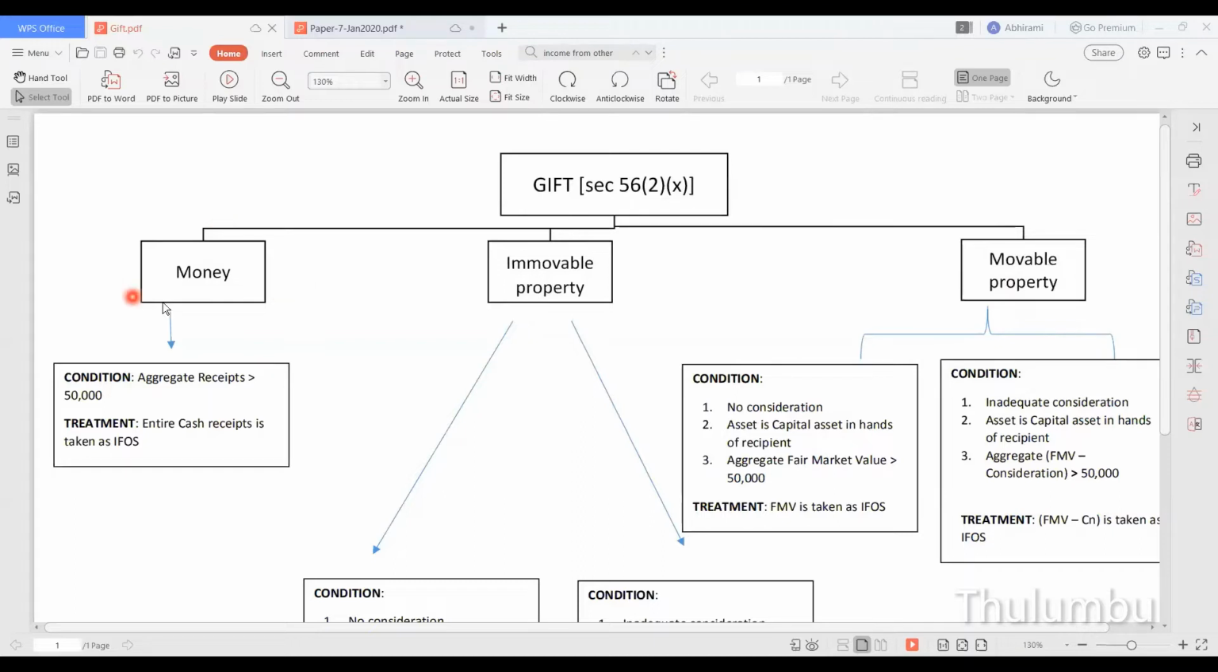First, when the gift received is money, check the aggregate receipt for the year. From 1st April to 31st March, add up all the cash gifts you have received. If it exceeds 50,000, then the entire cash receipt is taxable as income from other sources. If it does not cross 50,000, it is not taxable.